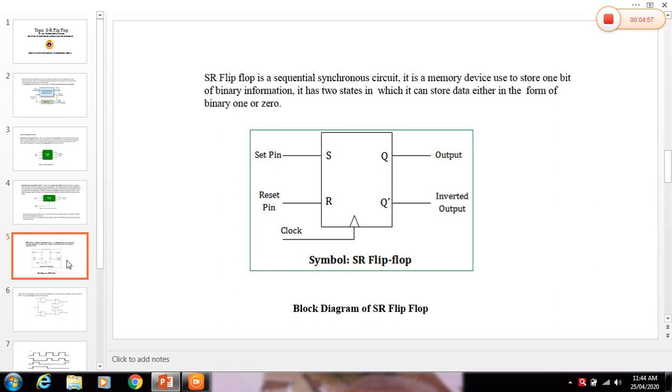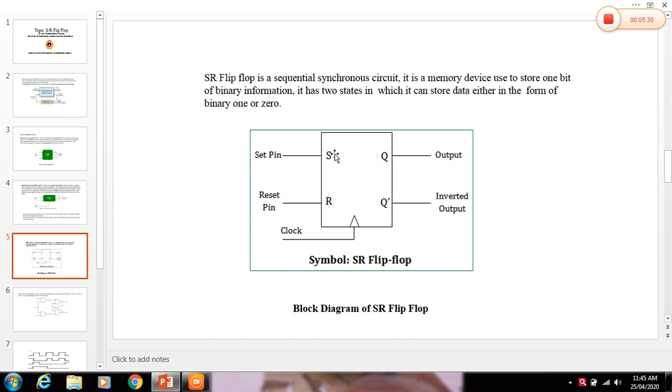So SR flip-flop is basically a sequential synchronous circuit. What does it function like? It's a memory device used to store one bit of binary information. It's a synchronous sequential circuit used to store only a single bit of information. Only a single bit at a time can be stored in any flip-flop. Here we are discussing the SR flip-flop. As can be seen, here we have a block diagram of the SR flip-flop.